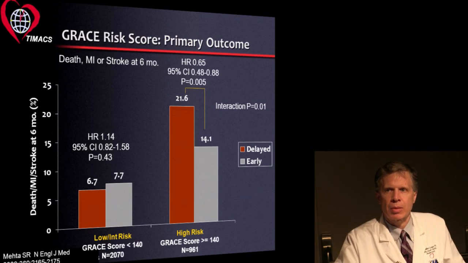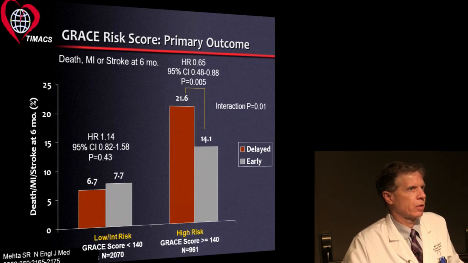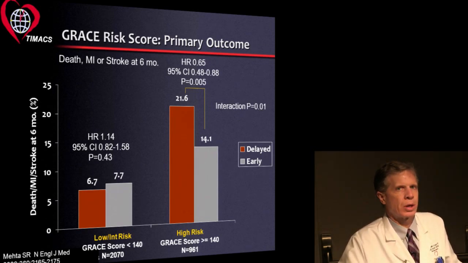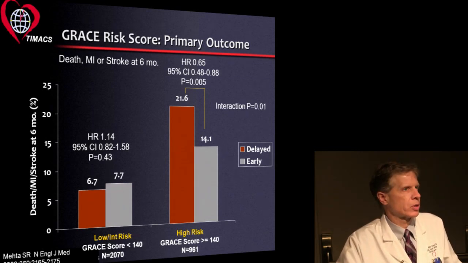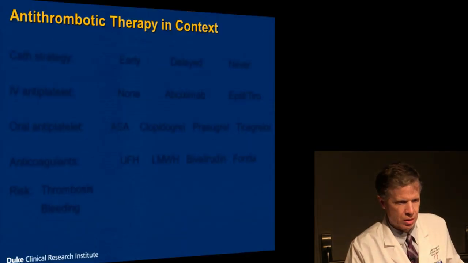Now this is a 2A recommendation, it's a subgroup of a trial, but would it be the best care, given the economic and resource realities, to have routine cath, for example, on Saturday for patients who have high-risk ACS? It's a quite interesting question, I think.